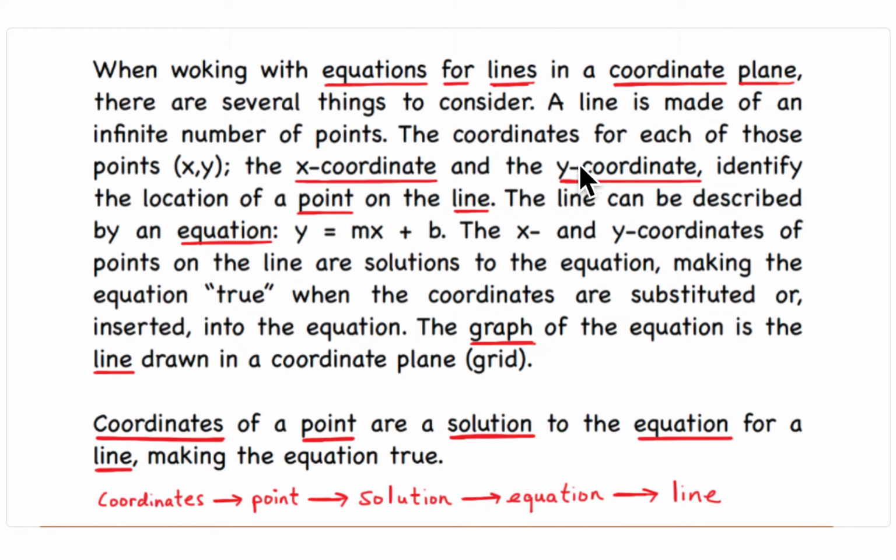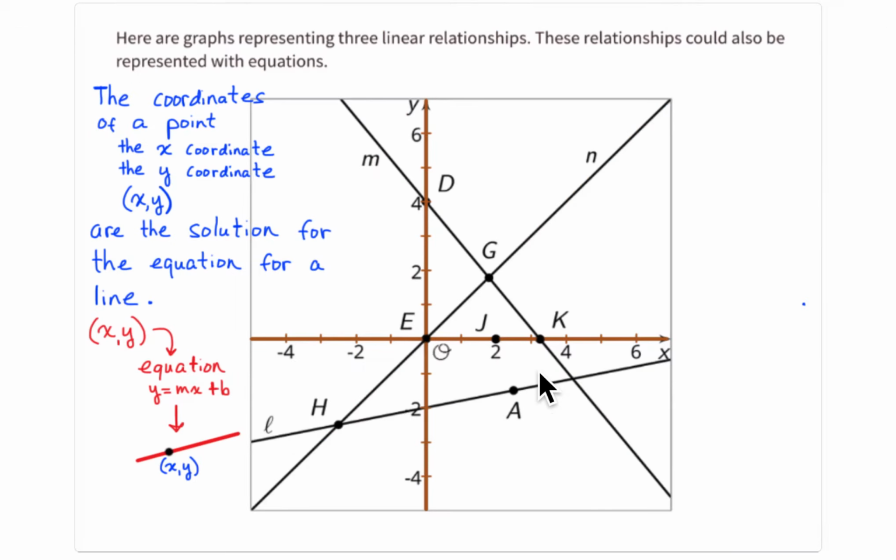So you have equations for a line, a coordinate plane, an x-coordinate and a y-coordinate. Those two coordinates together define the placement of this point in that grid, in that coordinate plane, and that point is on a line. That line is defined by an equation, and if you take the x-coordinate and the y-coordinate and put them into that equation, it will make that equation true. And so the graph of the equation is the line drawn in the coordinate plane.